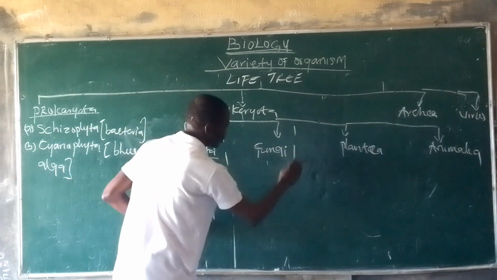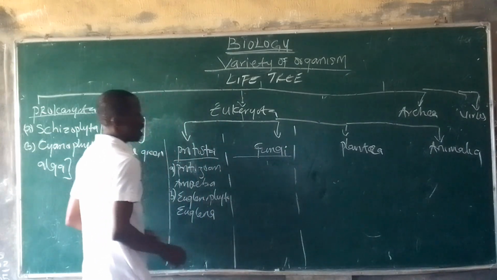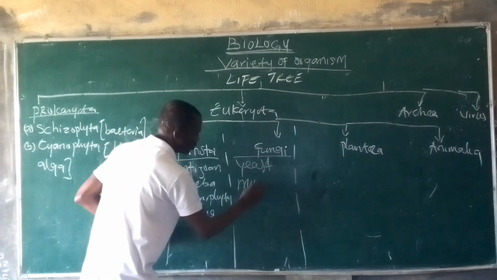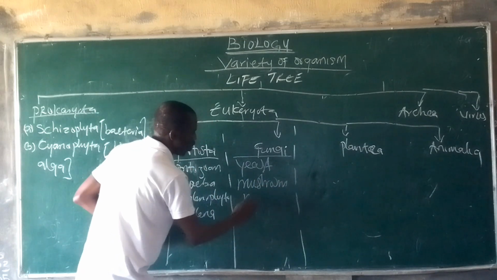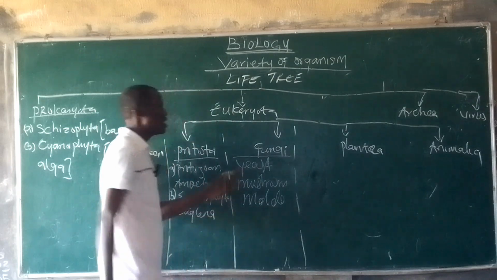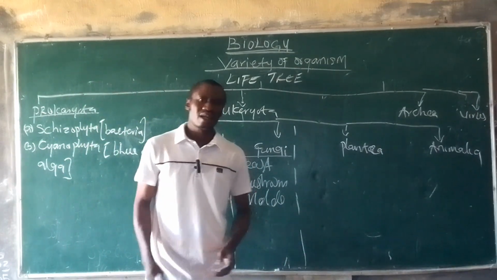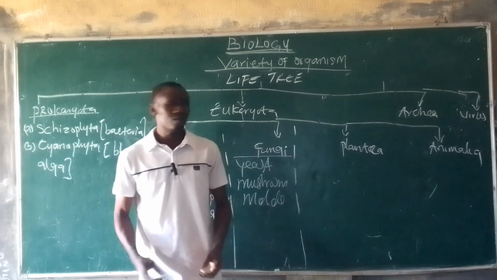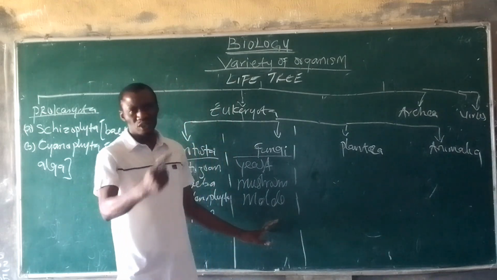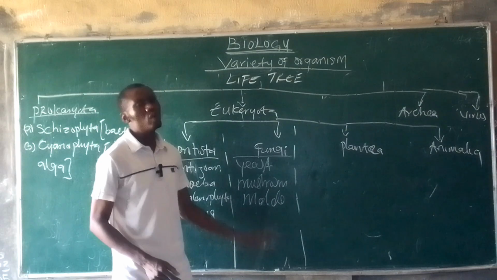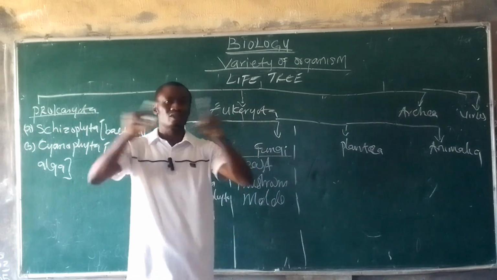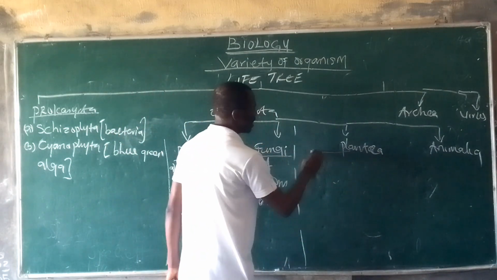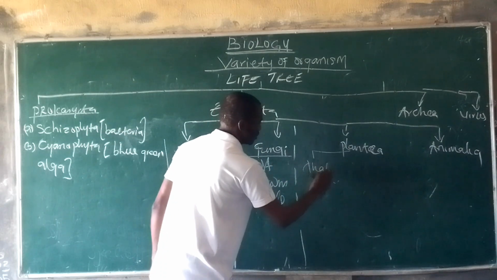So we have the fungi. Under the fungi can be yeast, mushrooms, or molds. Okay? They can be yeast, mushroom, or molds. Now, the fungi are also called Eumycota, but I don't want to bore you with biological terms. Let's just take it little by little. When we get to the study of fungi as a topic, we will expatiate on it. We have this guy, plant. Plant A is divided into the thallophyta.